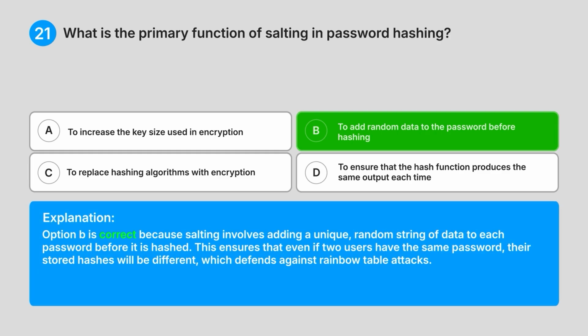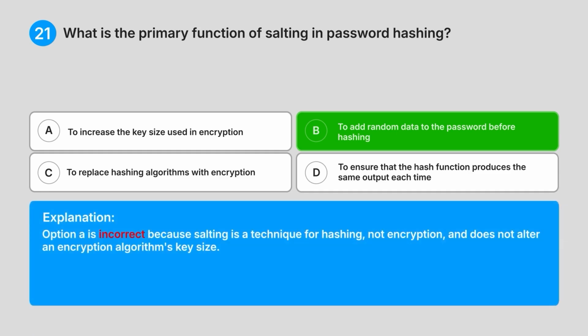Explanation: Option B is correct because salting involves adding a unique random string of data to each password before it is hashed. This ensures that even if two users have the same password, their stored hashes will be different, which defends against rainbow table attacks.